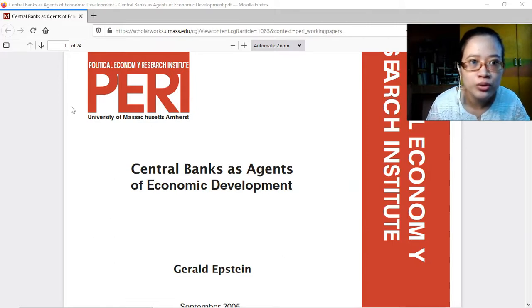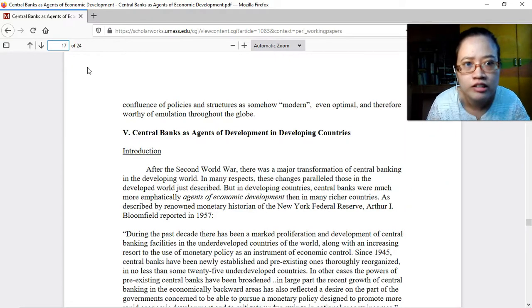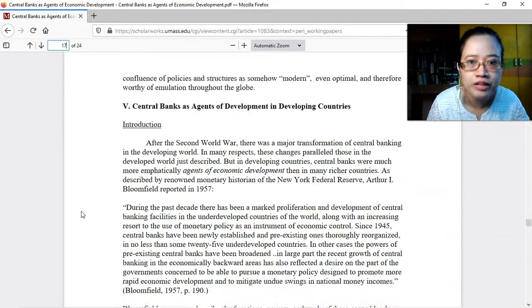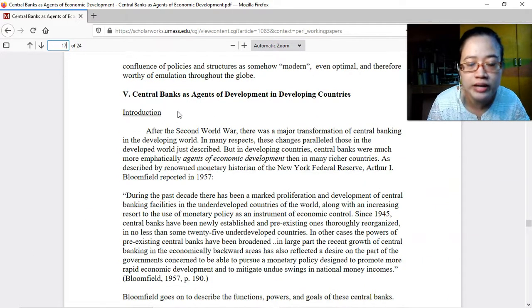Okay, so we'll focus on page 17 of this document, although you can read as early as page 13, I think, for background on the Western central banks and their development. But this one here, central banks as agents of development in developing countries, because our country is a developing country. Before we proceed with the article, let's define socio-economic development.